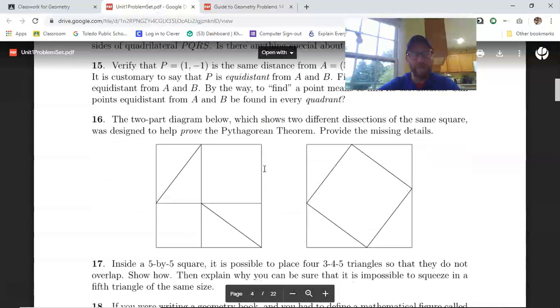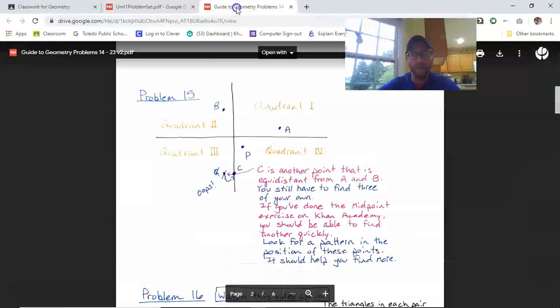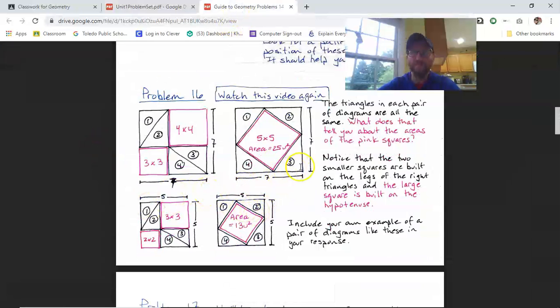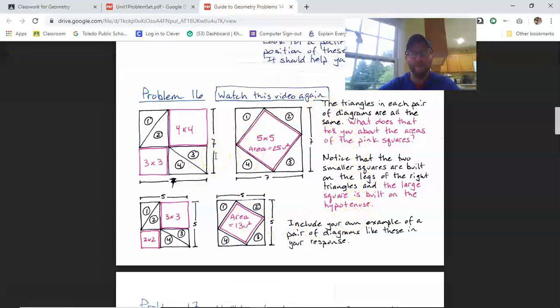Next, problem 16. We've got this diagram. It says, the 2-part diagram below, how is this proving the Pythagorean theorem? If we go back to our notes, I've given you a couple different examples of that diagram, but with actual numbers attached to it. You can watch this Math Antics video about the Pythagorean theorem, where he talks about areas. I've also given you some things to think about, how these different shapes are put together. So just read through that.